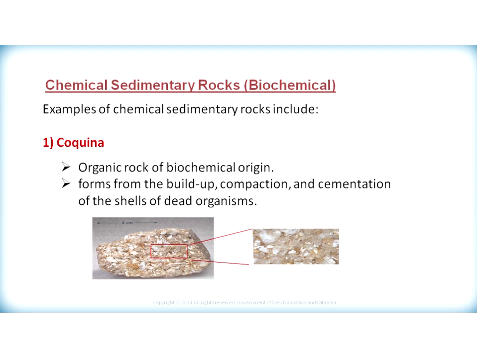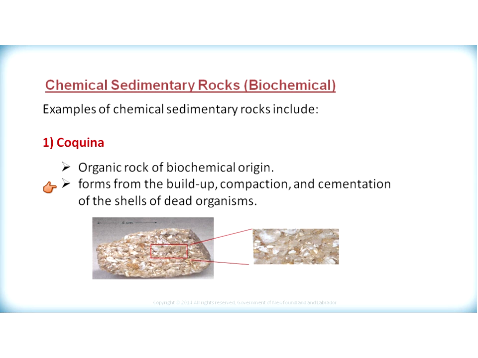Let's take a closer look at the chemical sedimentary rocks that fall under the category biochemical. The first example of a chemical sedimentary rock that is biochemical in nature is coquina. Coquina is an organic rock of biochemical origin, and it forms from the buildup, compaction, and cementation of shells and fragments of shells of dead organisms.